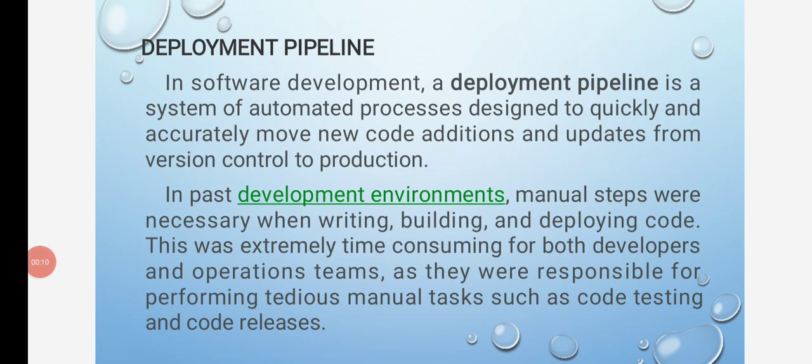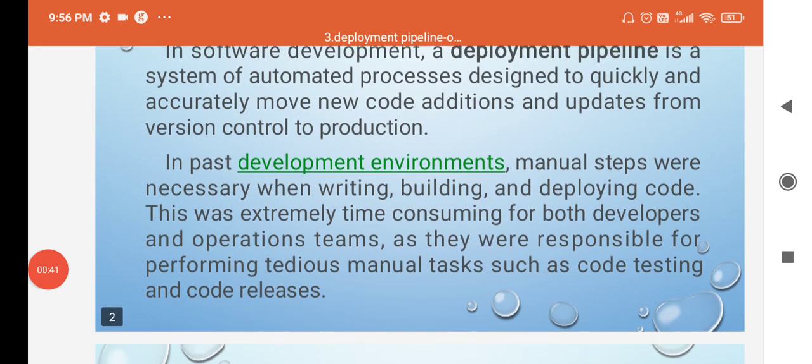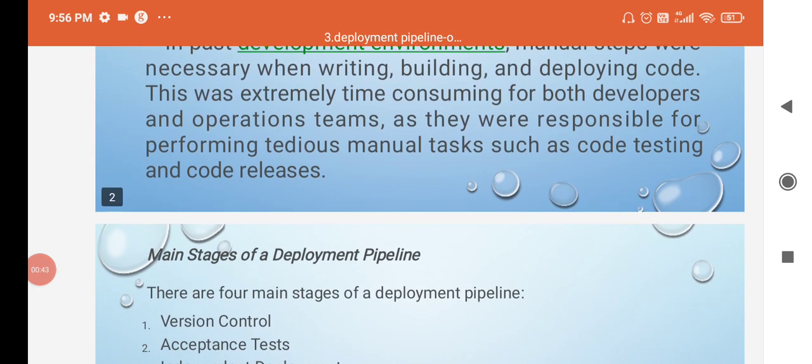Deployment pipeline. In software development, a deployment pipeline is a system of automated processes designed to quickly and accurately move new code additions and updates from version control to production. In the deployment environment, manual steps were necessary when writing, building and deploying code. This was extremely time consuming for both developers and operations teams, as they were responsible for performing tedious manual tasks such as code testing and code releases.